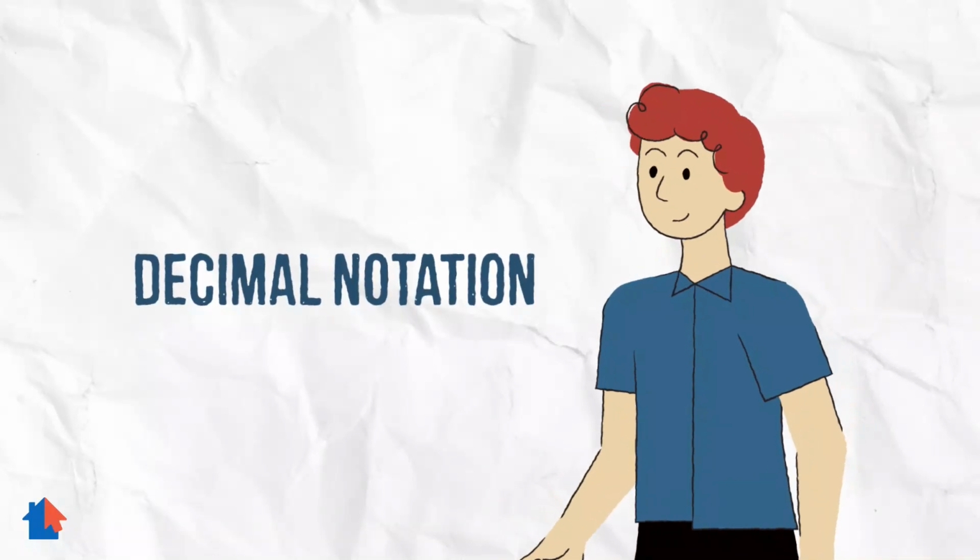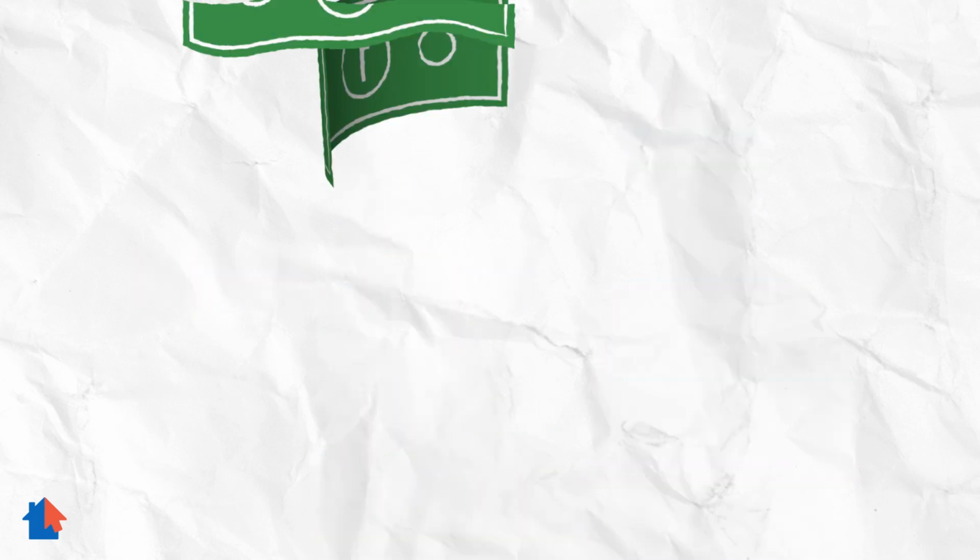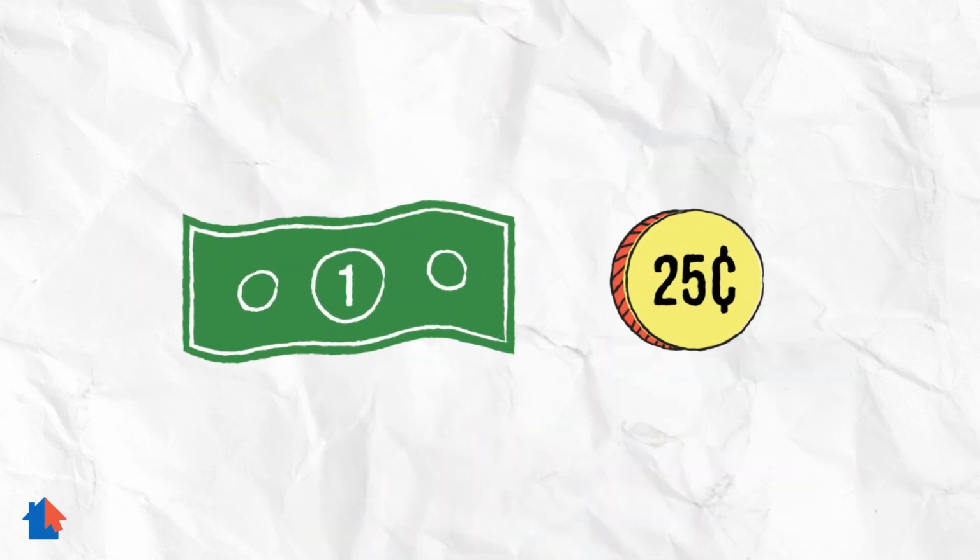Decimal notation is another way to express fractions. It must be understood when taking the GED math exam. Just like with fractions, decimal notation can be used to represent wholes or parts of a whole. We see decimals used with money every day. For example, 25 cents represents a quarter of a dollar.